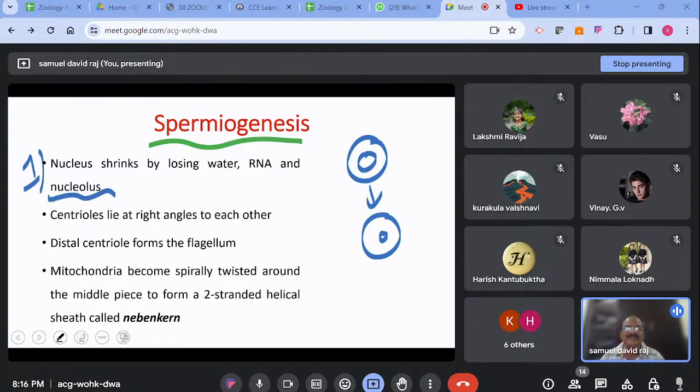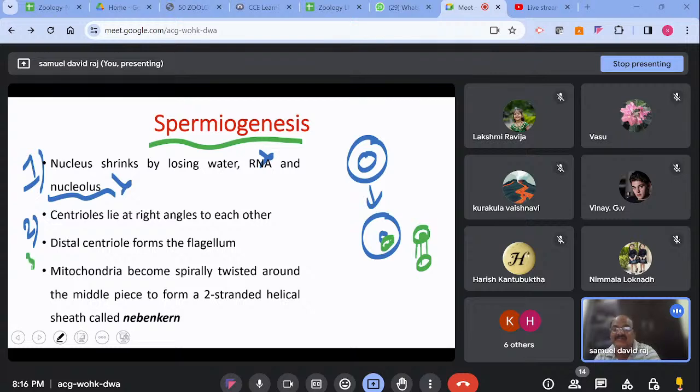So the nucleus in the sperm that is finally formed does not have RNA, it does not have nucleolus because they have already gone during the process of differentiation of spermatid to sperm. The second one is the centrioles. We know centrioles are present near the nuclear membrane. The centrioles lie at right angles to each other so that when spindle fibers are formed, they can move in opposite directions.